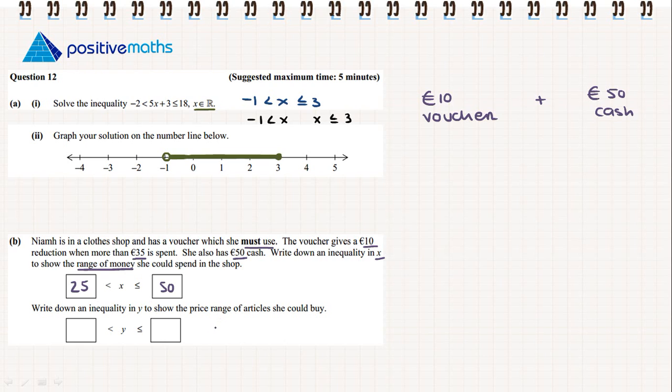Now we have to write down an inequality in y to show the price range of the articles she could buy. So it's not the money she's spending, it's the amount of money the articles cost. So again, she has to spend €35, or she has to buy something that costs €35. So 35 is less than y. But the price range of articles, she gets €10 off, so the price range is €60. So if something costs €60, she can still get it because she has her voucher plus her €50 in cash.